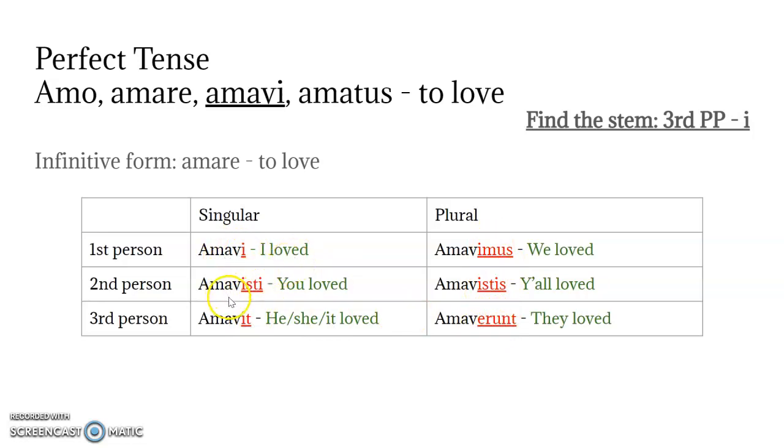Amavi means I loved. Amavisti means you loved. Amavit, he, she, or it loved. Amavimus, we loved. Amavistis, y'all loved. And amaverunt, they loved. And that's the perfect tense.